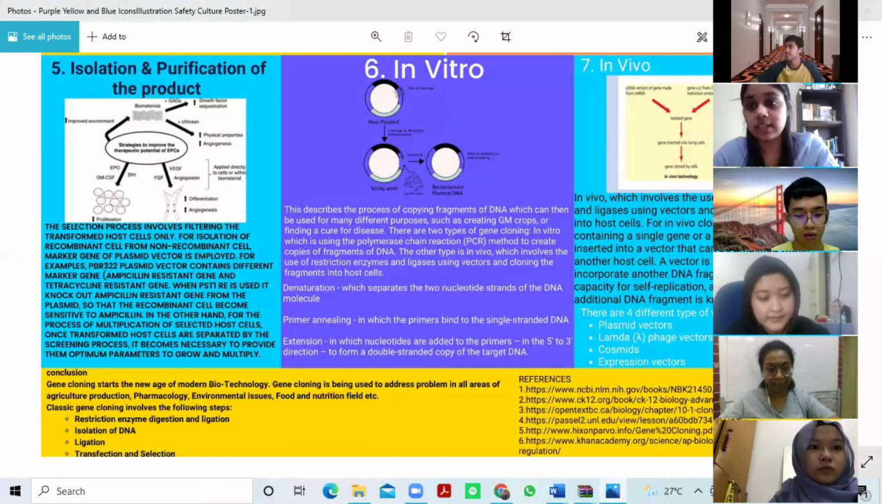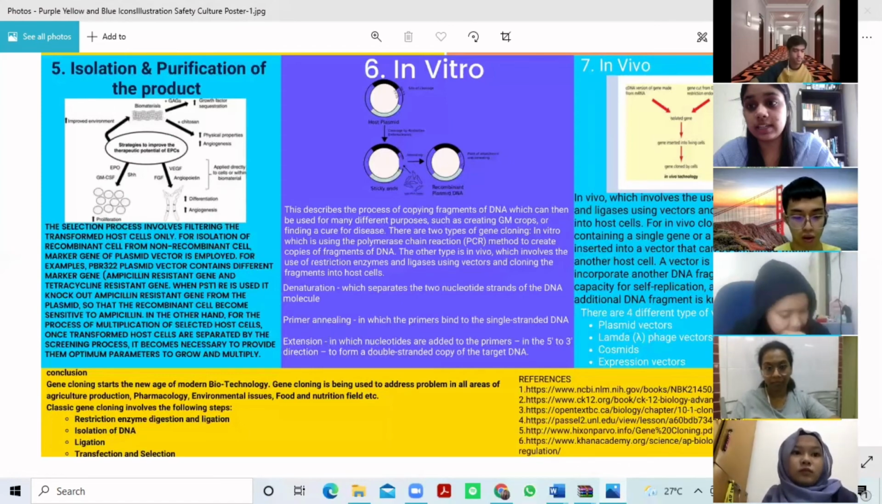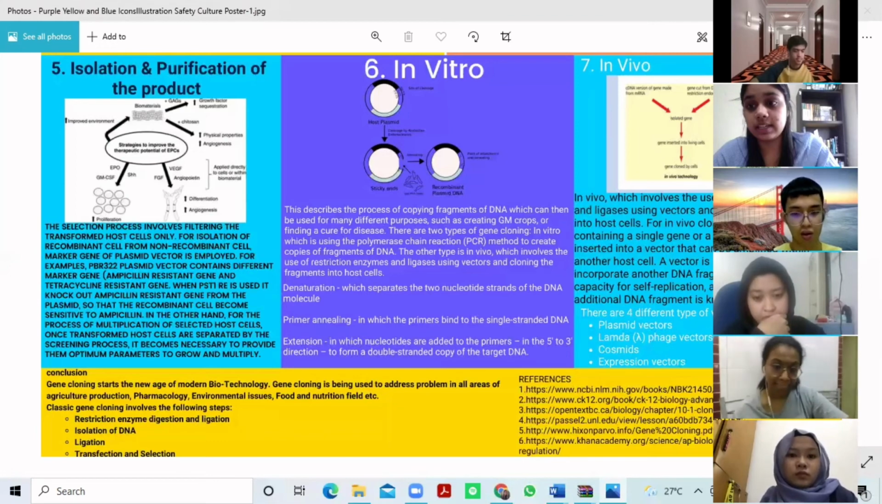Last but not least, I will be explaining gene cloning in vivo. So in vivo, which involves the use of restriction enzymes and ligase using vectors and cloning the fragments into host cells. For in vivo cloning, a fragment of DNA containing a single gene or a number of genes is inserted into a vector that can be amplified within another host cell.